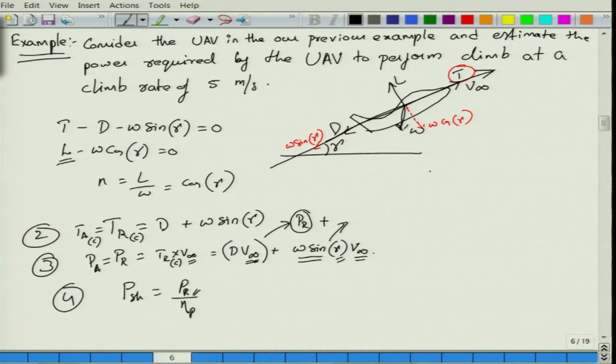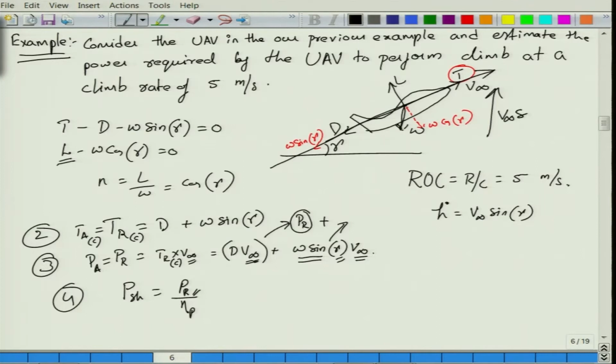Now, in this particular question we were given the data about rate of climb, right. The R by C stands for rate of climb, or you can also say ROC, rate of climb. I would like to use both of these as nomenclature to represent rate of climb, which is given as 5 meters per second. That means the vertical component of velocity, h dot, is equal to V sin gamma here, right. This vertical component of velocity is V infinity sin gamma and the horizontal component of velocity is V infinity cos gamma, right.